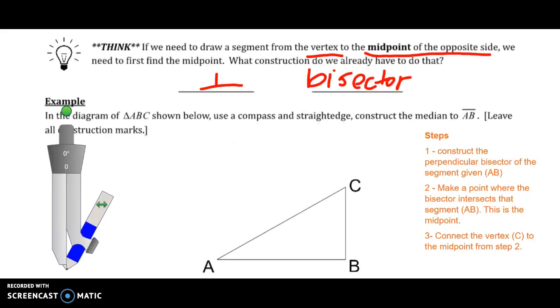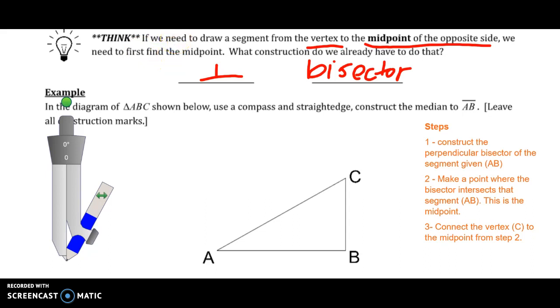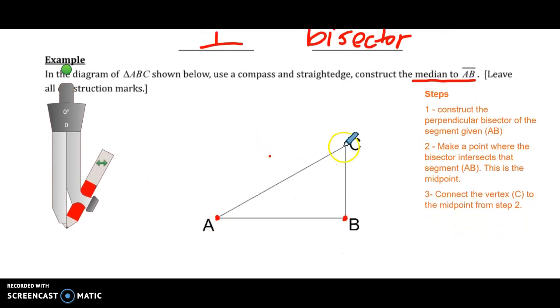So in order to construct a median to AB, we are going to first construct the perpendicular bisector of AB. The reason is we need to find the midpoint of AB, and C is our vertex that we are going to connect to that midpoint.